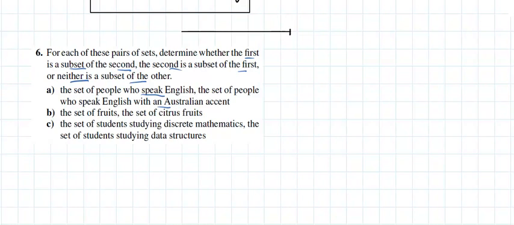Second one, the set of fruits, the set of citrus fruits. Well, citrus is more conditional. So fruits is the whole set, and citrus is a subset of that, citrus fruit.